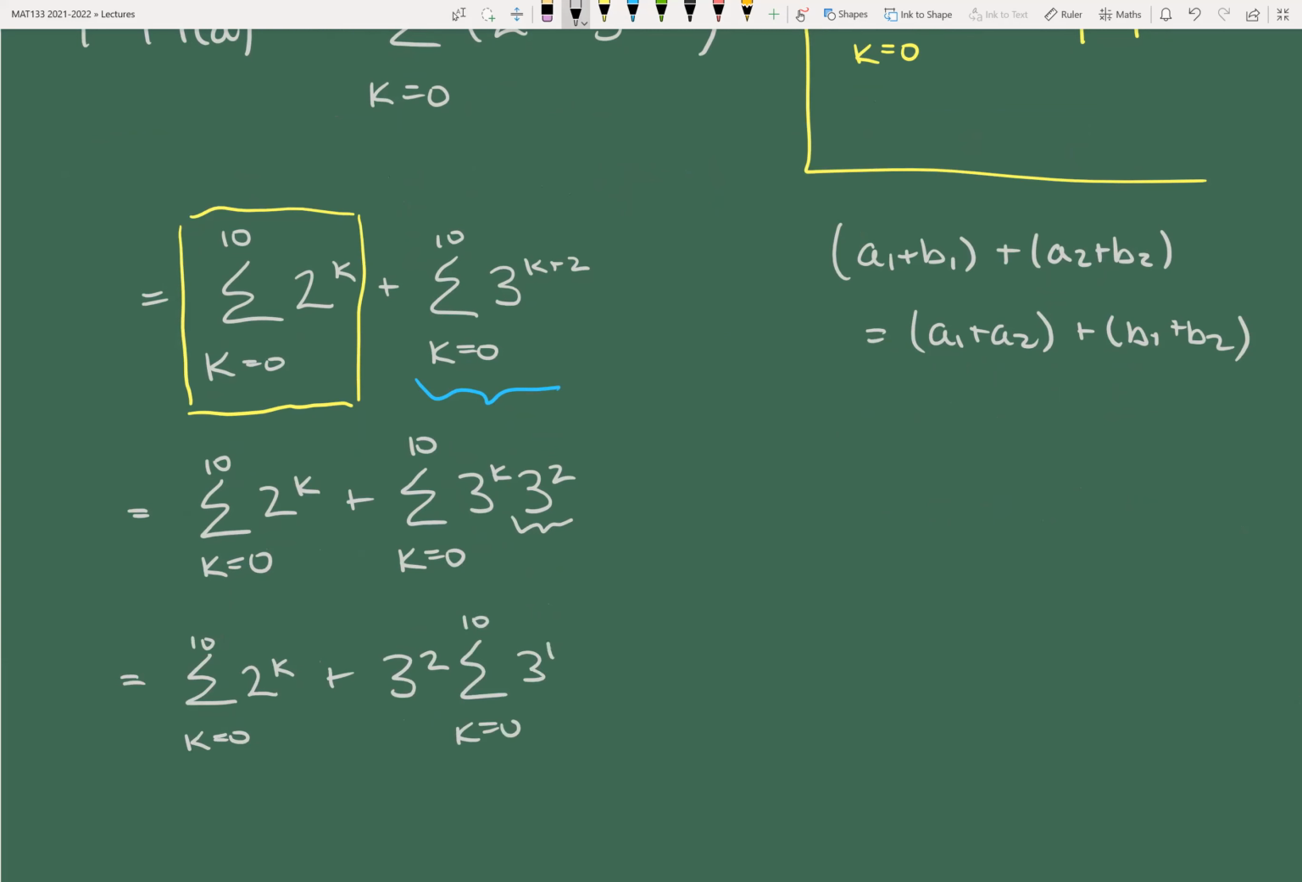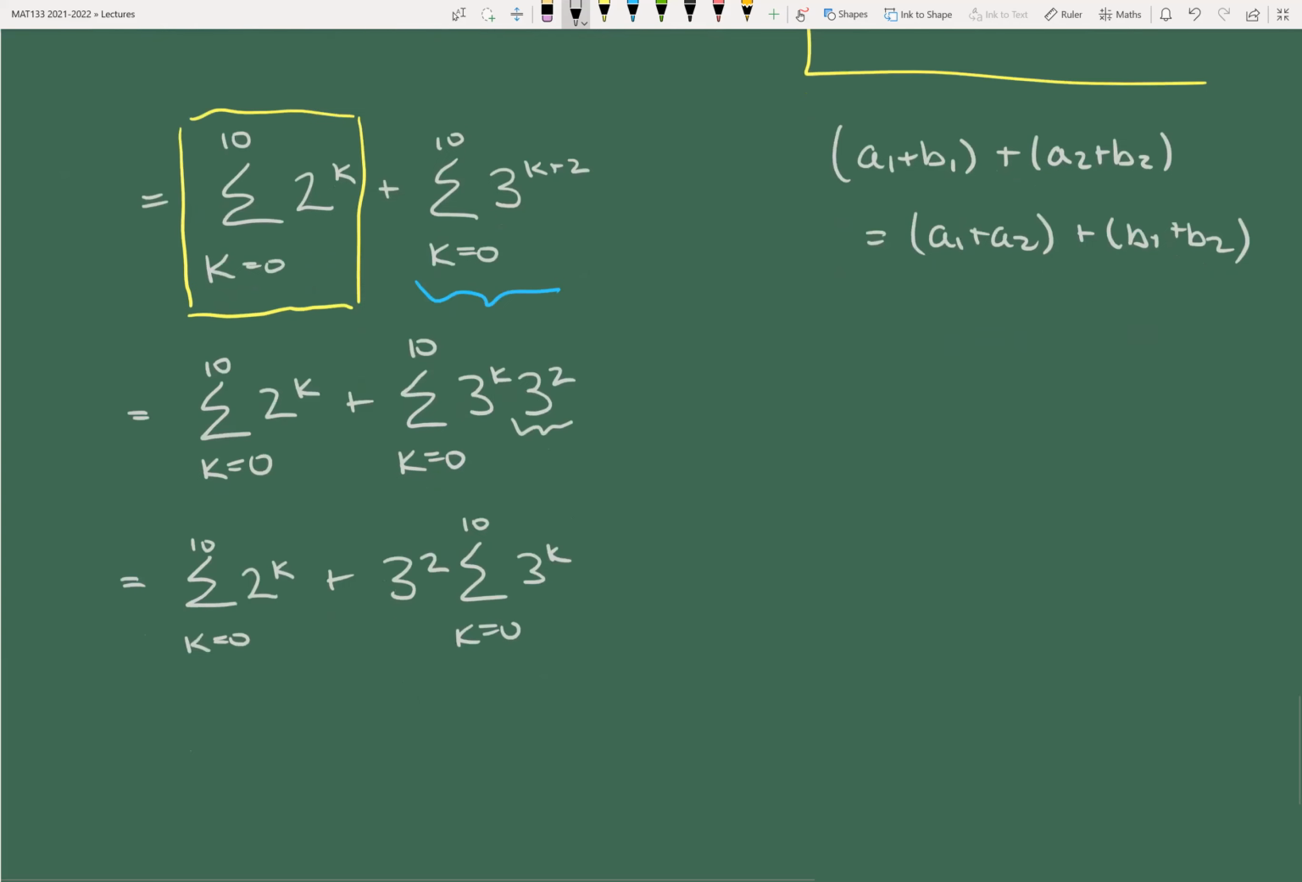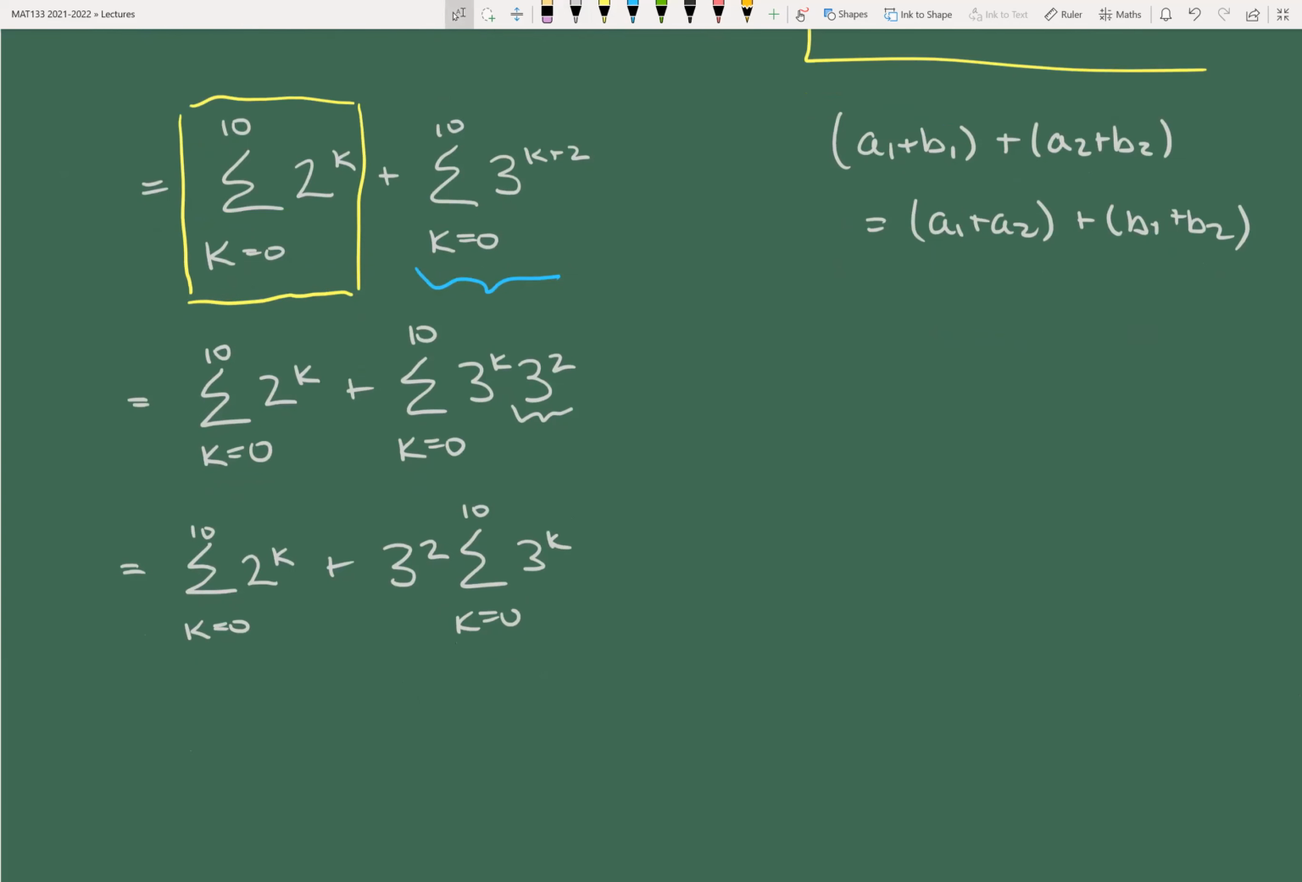10, 3 to the k. And now I'm in a position where I can apply that formula above and use it, right? Use it twice. So what am I going to get? I'm going to get 1 minus 2 to the 11 divided by 1 minus 2, plus 3 squared times 1 minus 3 to the 11 divided by 1 minus 3. And you can work that out if you wanted.